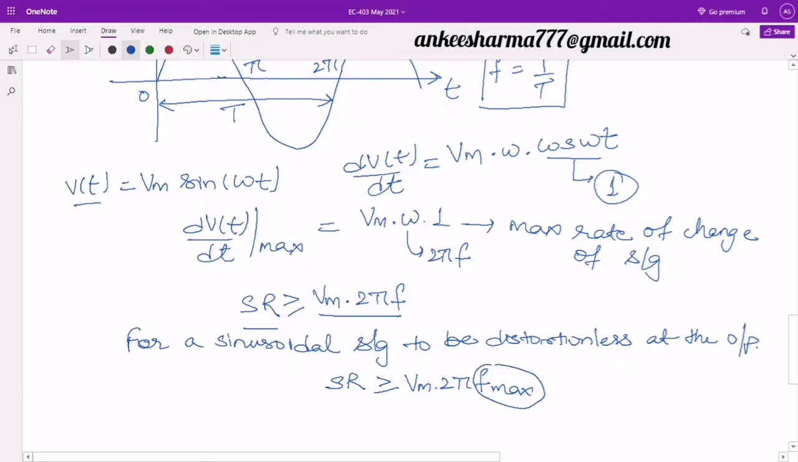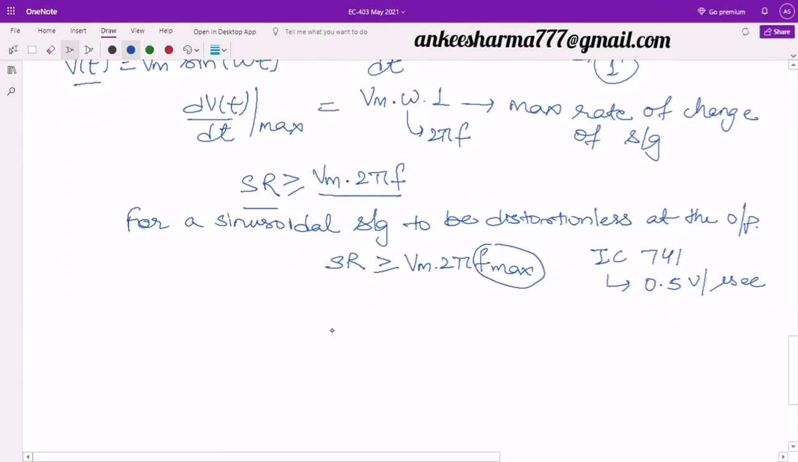For example, if I take an IC 741 whose slew rate is 0.5 volts per microsecond, then I will say that this product, that is Vm into 2 pi into some frequency, where I have considered the maximum frequency, below that all frequencies will be less than or equal to the slew rate, so that is okay. So f max must be such that the product equals 0.5 volts per microsecond. So this is my condition over there. Is it clear to you now?